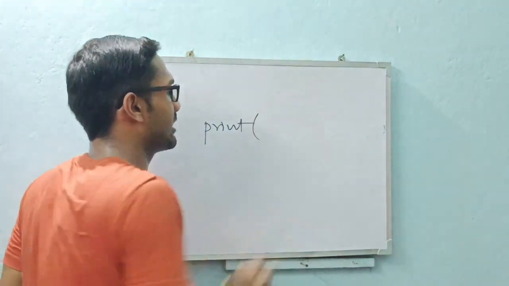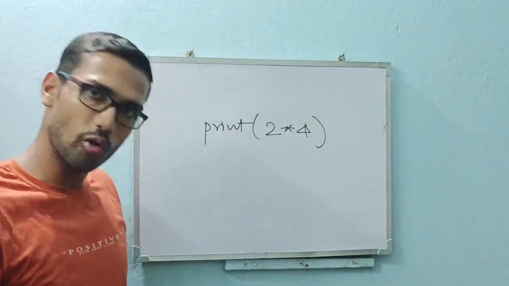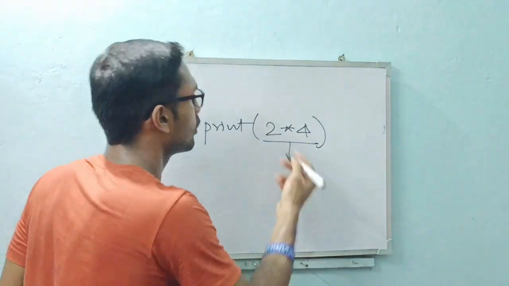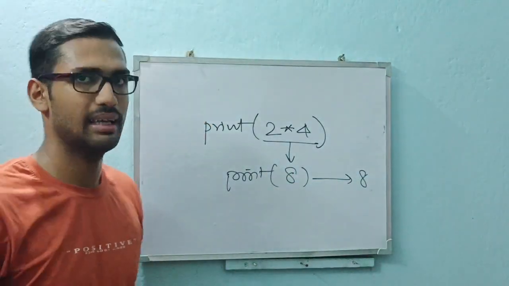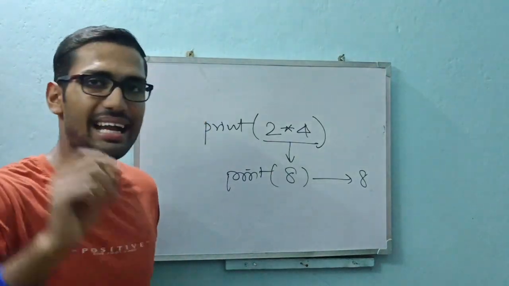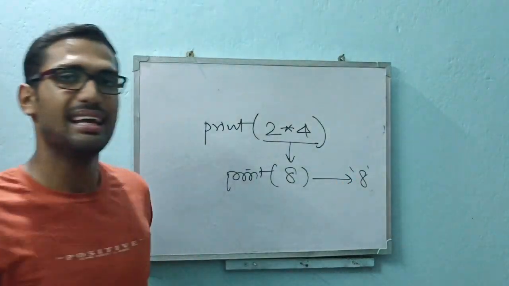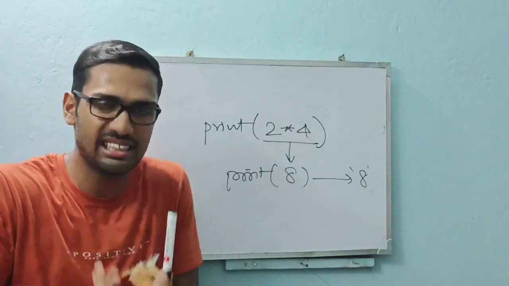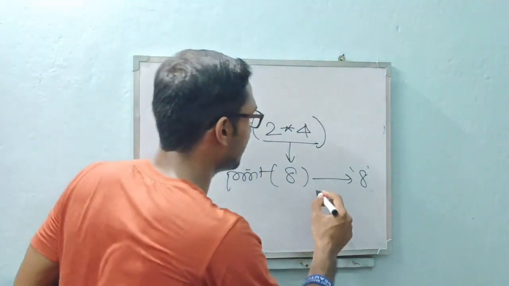Now let's pass an expression. Suppose I write 2 into 4, so this is an expression. This expression will first get evaluated, so 2 into 4 is 8. After that 8 will get printed. Clear? But there is another functionality involved with this particular function, and that is that the print function by default returns everything as a string. As we know, 4 into 2 or 2 into 4, whatever it be, the result is an integer number. But the print function by default returns everything as a string.